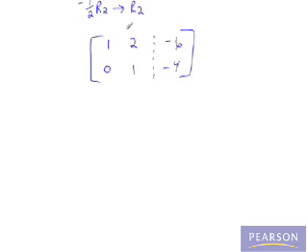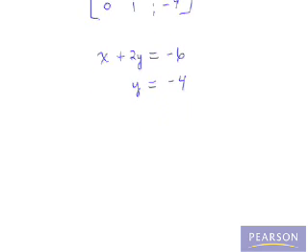Now we can translate our augmented matrix back into a system of equations. The top row would read in terms of x, y equals constant. Our top row would look like 1x plus 2y is equal to negative 6, and our bottom row would be 0x plus 1y, or just y, is equal to negative 4. And now to solve our system, we can substitute negative 4 into y in our top equation, which would give us our x value. We already have our y coordinate. y is negative 4. Now we'll get x.